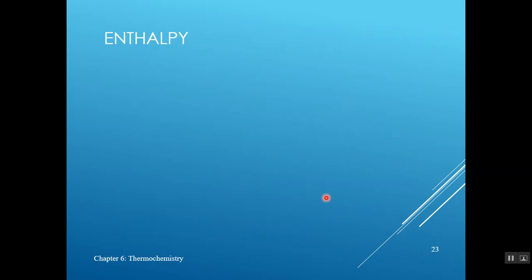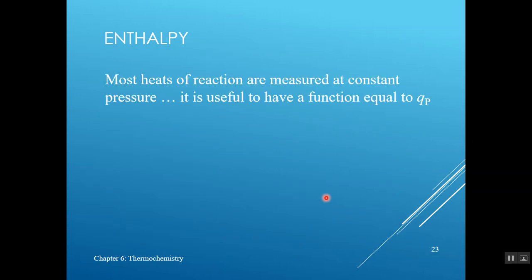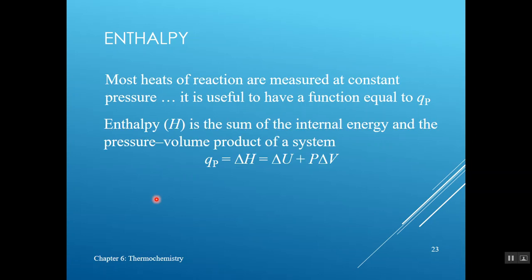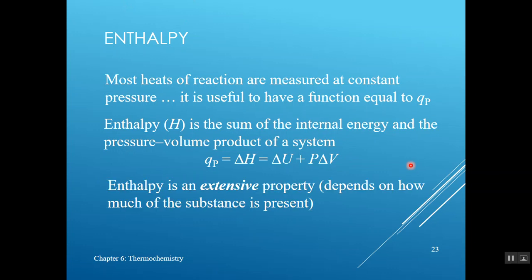Now, let's talk about enthalpy, another term. Enthalpy is basically what we just discussed. Heat change taking place under conditions of constant pressure. All right. And the formula that we derived, QP, is basically the same thing as a change in enthalpy. So we can replace QP with delta H, and that would be equal to delta U plus P delta V. So here's a definition of enthalpy. Enthalpy is the sum of the internal energy plus the pressure volume product of a system.